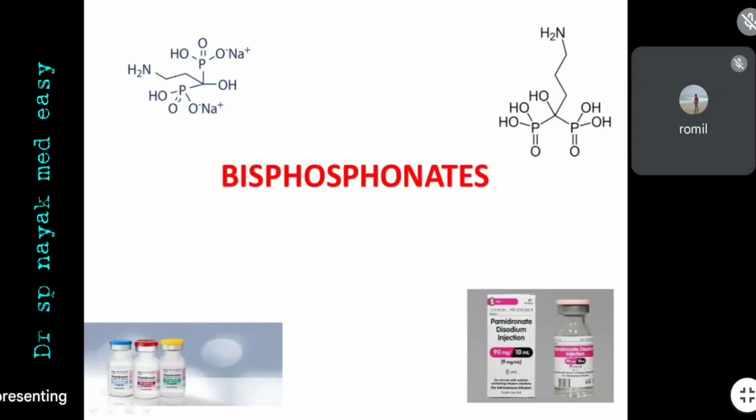In today's class, we will try to learn the pharmacology and some basic points about bisphosphonates. We will try to learn some physiology about calcium and related concepts about calcium homeostasis. So we will discuss bisphosphonates pharmacology in today's lecture.